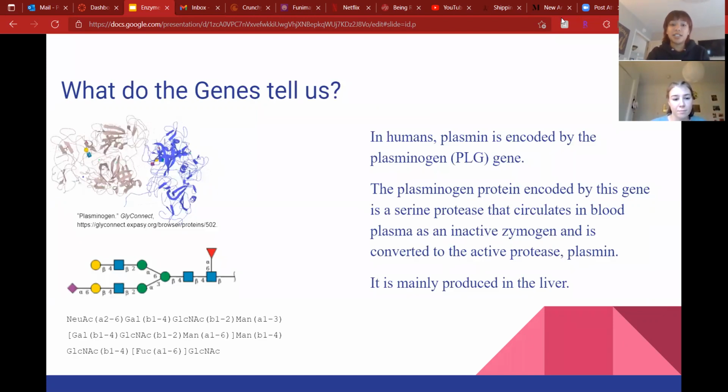So what do the genes tell us? In humans, plasmin is encoded by plasminogen, which is the PLG gene. The plasminogen protein encoded by this gene is a serine protease that circulates in blood plasma as an inactive zymogen and is converted to the active protease plasmin. It is mainly produced in the liver. It's converted by several plasminogen activators, such as tissue plasminogen activator, or TPA, urokinase plasminogen activator, or UPA, kallikrein, and factor 12, which is the Hageman factor.